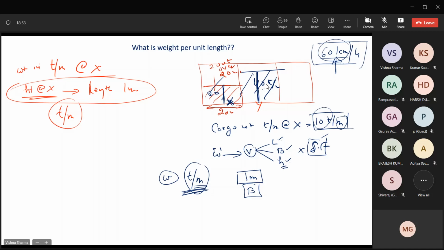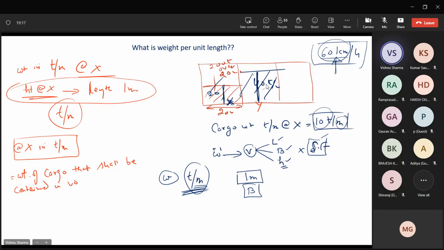I said yes. The weight of the cargo at X in tons per meter, or per unit length, is equal to the weight of cargo that shall be contained in the volume with length 1 meter, breadth of the ship, and height equal to the height at X.